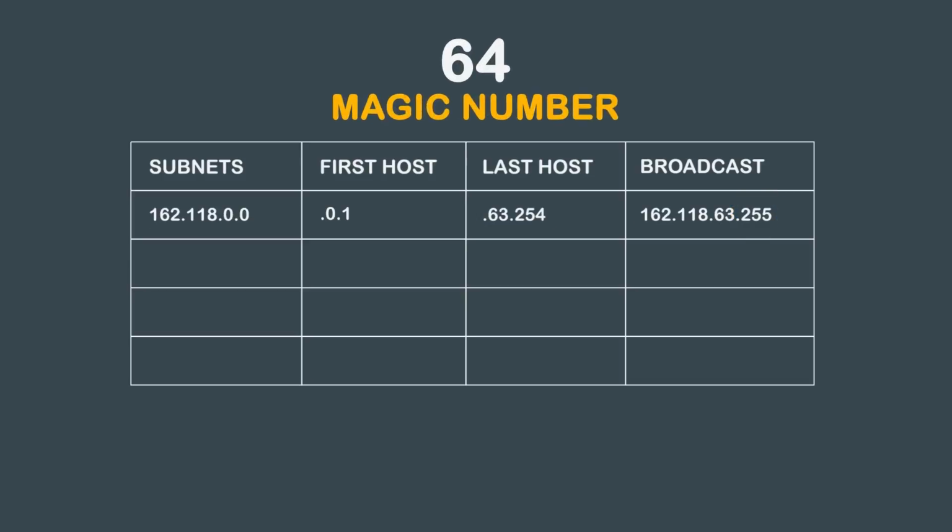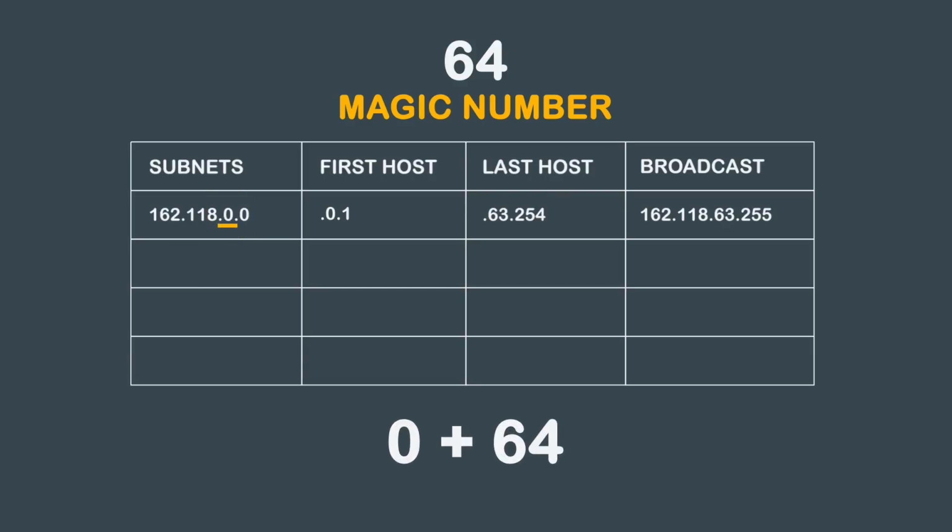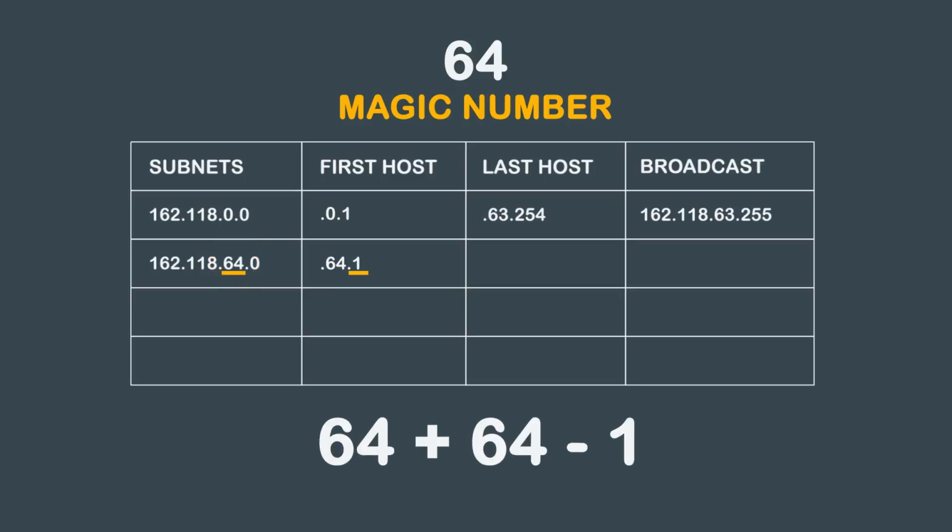Our broadcast address is 162.118.63.255. To calculate our next subnet, we again get to use the magic number. Take the octet of concern from the previous subnet and add the magic number to it, 0 plus 64. We get 162.118.64.0. Now you can see why the magic number can be a useful tool. The first host for this subnet is 162.118.64.1. To find the last host on this subnet, we again take the octet of concern. Add the magic number to it and then subtract 1. 64 plus 64 minus 1 equals 127.